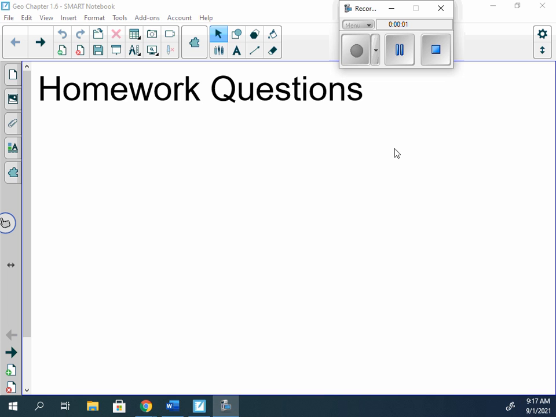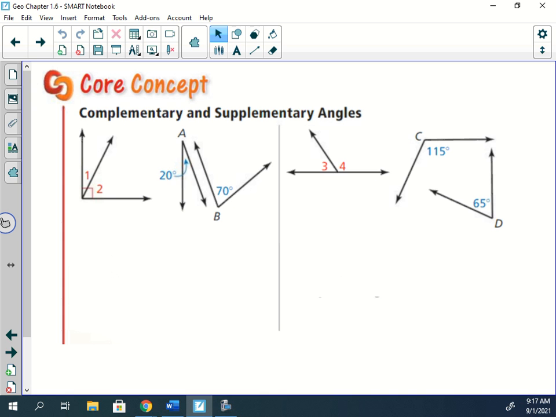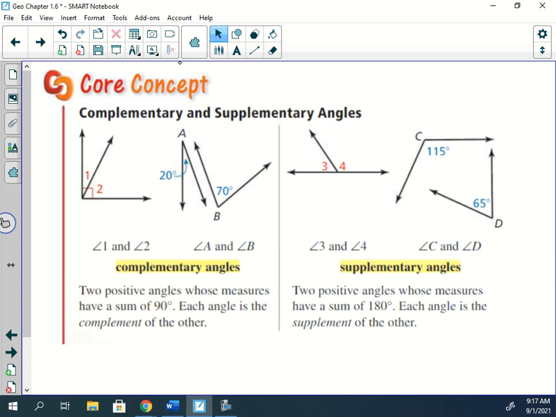What we're looking at today is the last part of Chapter 1, and we're looking at angle relations, or angle pairs. The first set of angle pairs that we have are complementary angles and supplementary. The big thing with complementary angles is that it's two positive angles whose measures have a sum of 90 degrees. Each angle is the complement of the other. So complementary angles means that the two angles add together to be 90.